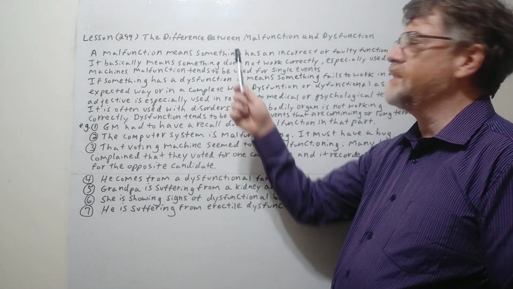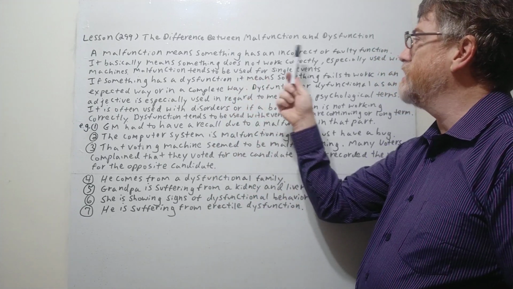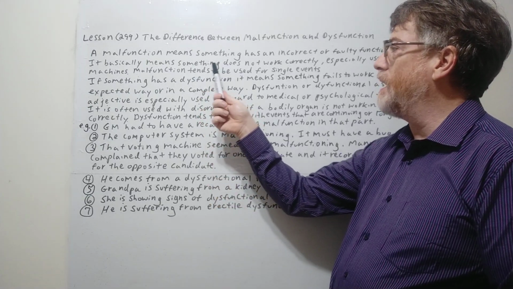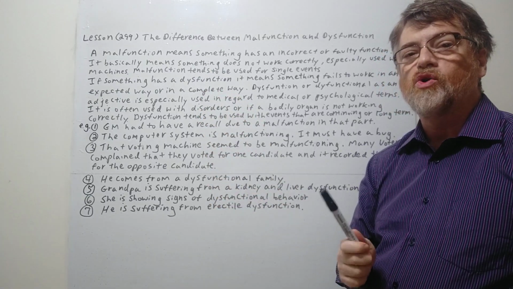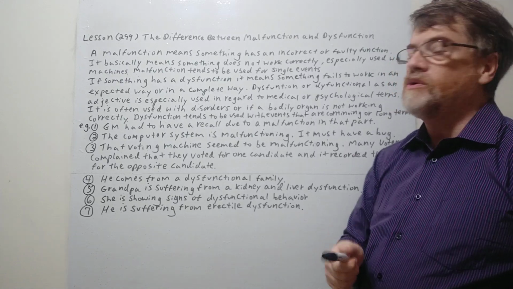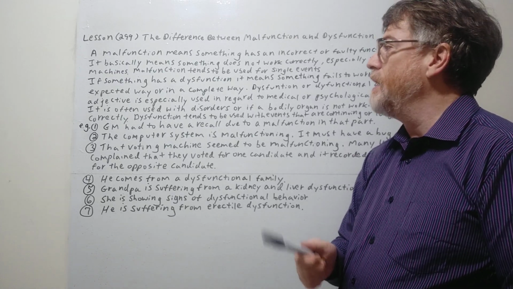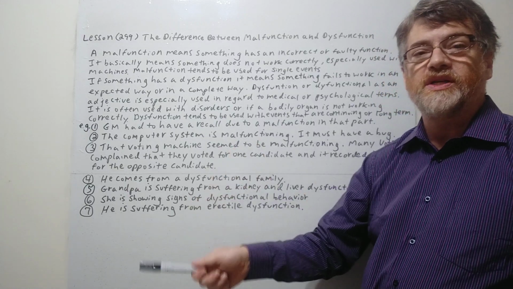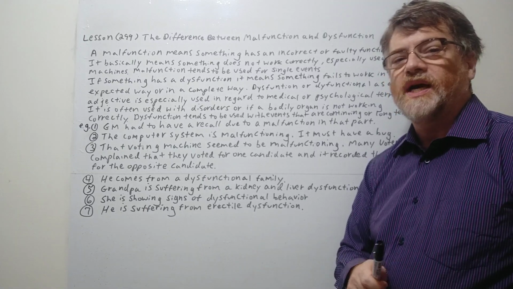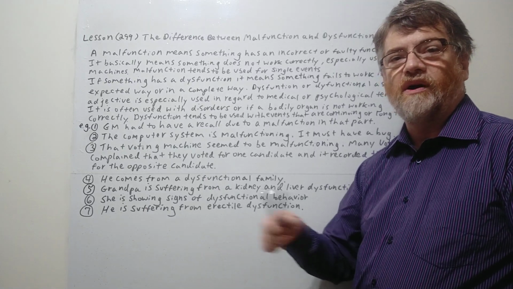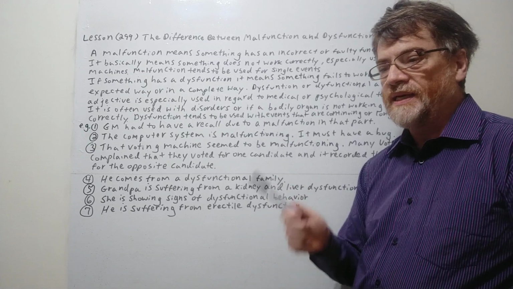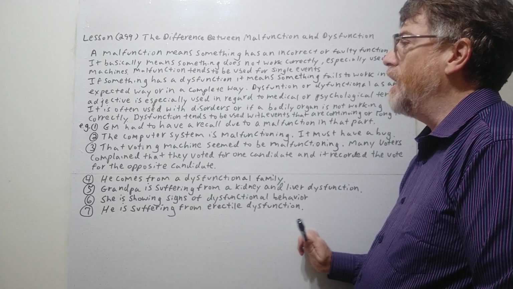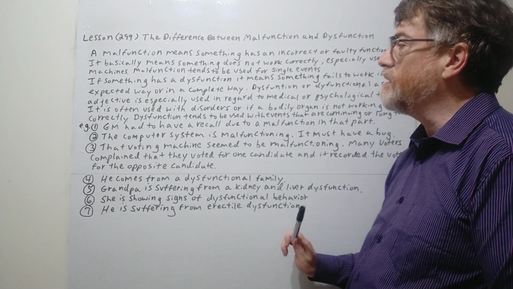A malfunction means something has an incorrect or faulty function. It basically means something does not work correctly, especially used with machines. Okay? Malfunction tends to be used for single events. Something that happened, it malfunctioned at that time. So it's not usually used for ongoing or continuing events, at least with the same person or with the same exact object.